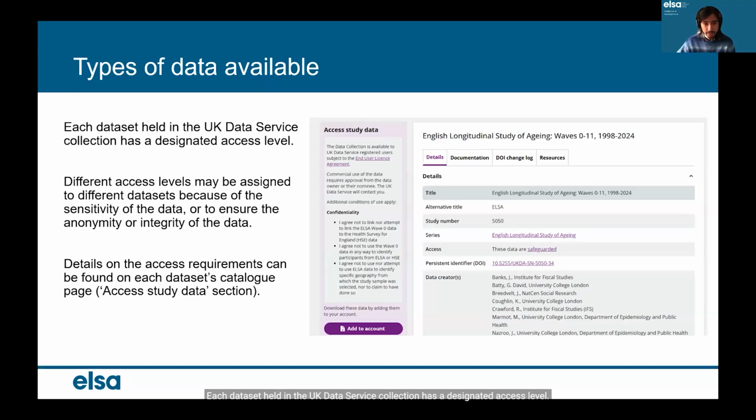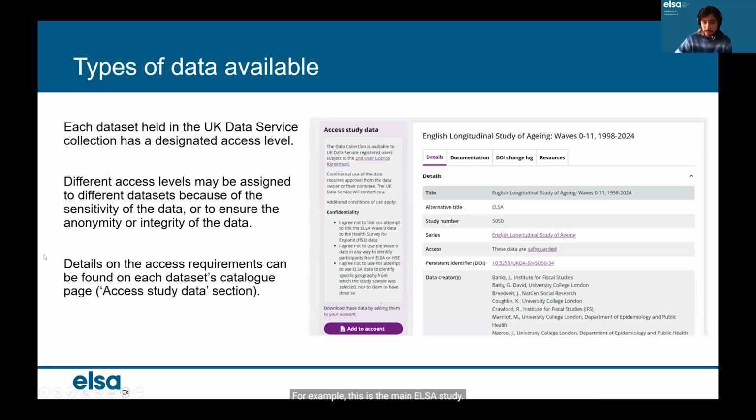Each dataset held in the UK Data Service collection has a designated access level. This depends on factors such as sensitivity, risk of identification, and granularity of the data. The access level indicates what are the steps needed to gain access to the dataset. Each dataset has this purple box, as you can see now on the screen. This is our catalog page. This is the access study data, in which you can see the list of requirements to be eligible for access.